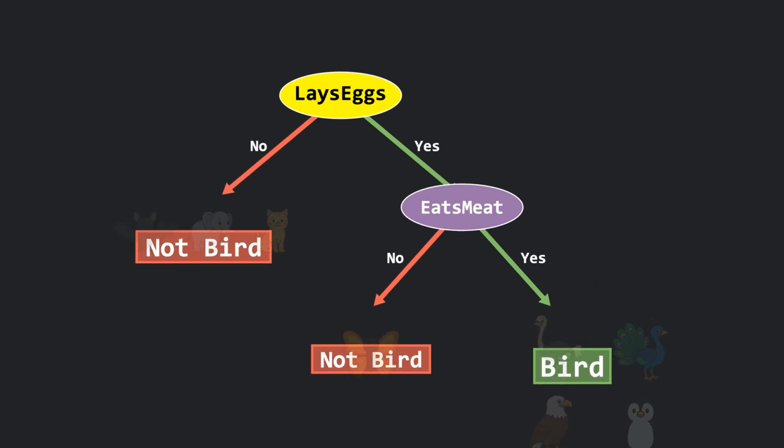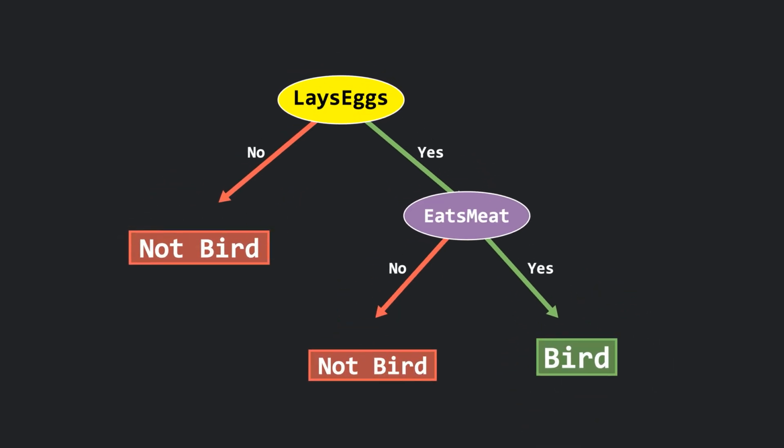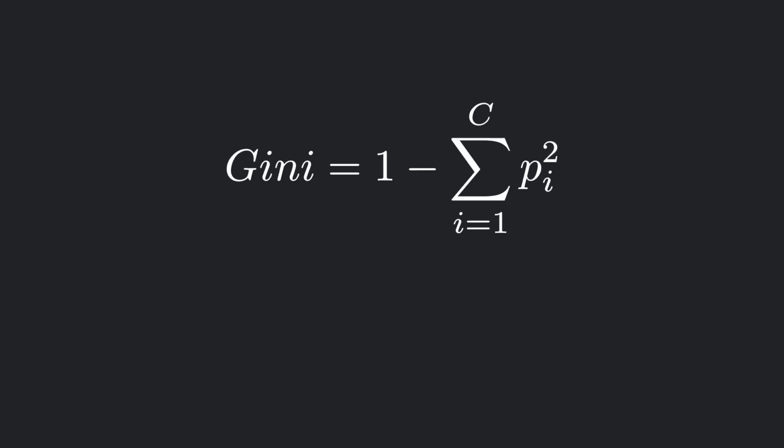And in fact, we wouldn't even need the can fly feature at all. That would make the decision tree more efficient, simpler, and faster. Basically, the tree wouldn't waste time asking unnecessary questions. But how do we actually know which feature to pick at each step? We need some way to measure the amount of misclassifications when using a feature. And for that, we use something from statistics called Gini Impurity.